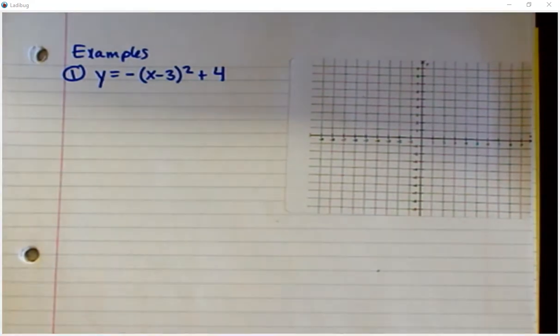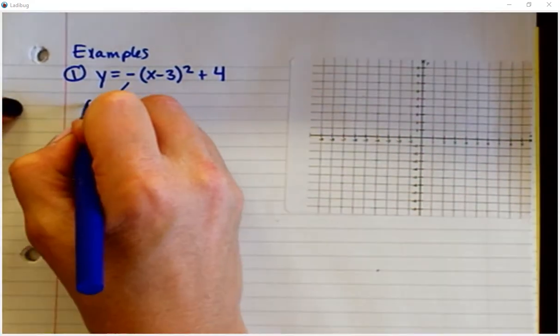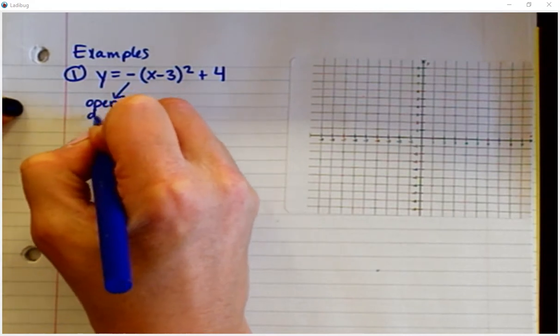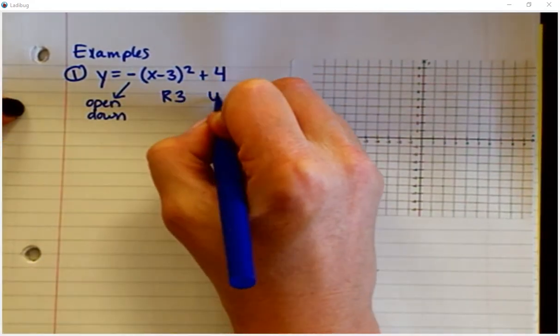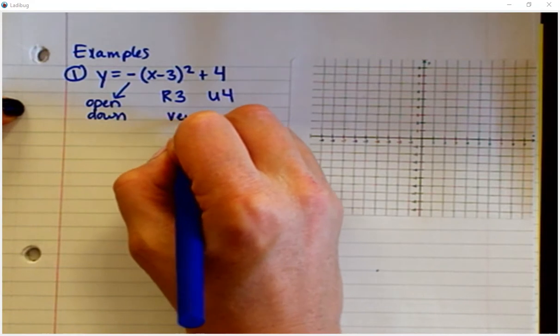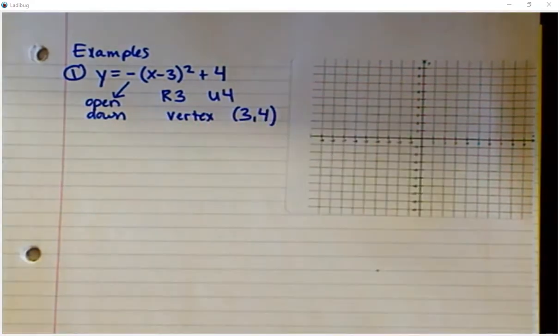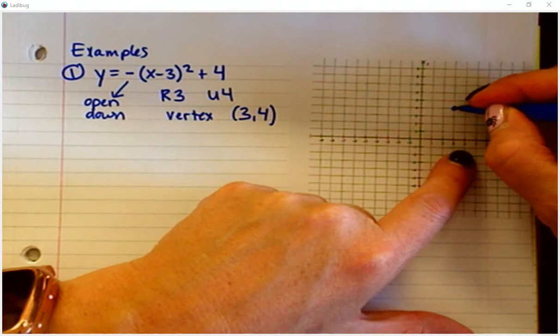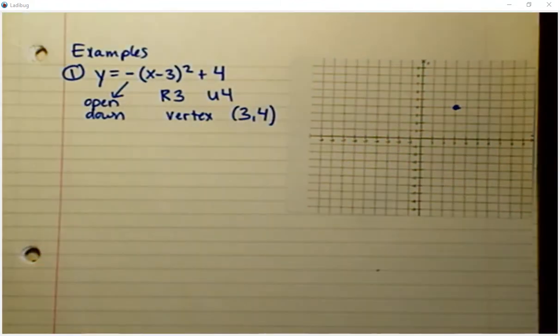First thing I'm going to do is figure out what all these transformations are. Open down. Right 3, up 4. So my vertex is 3, 4. Okay, so I'll pause, let you catch up. That's the first thing I'm going to do.